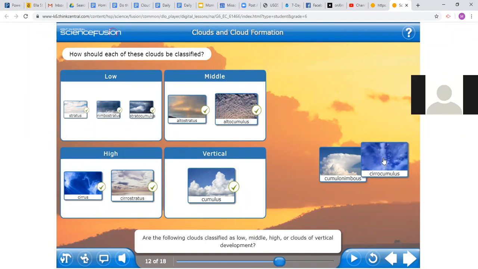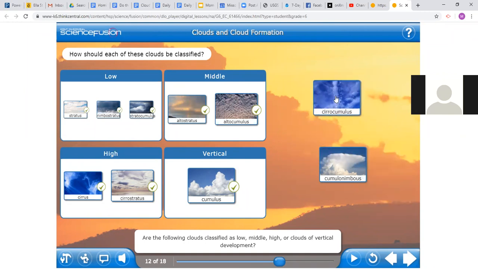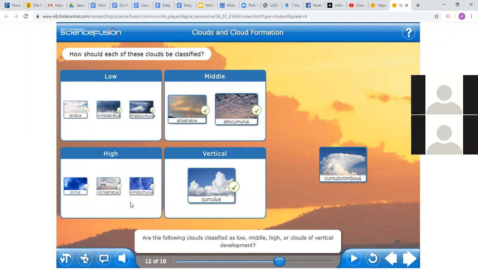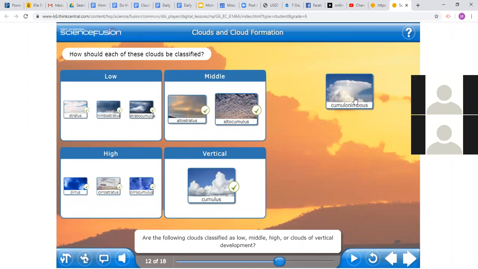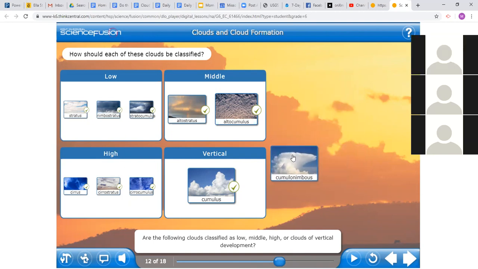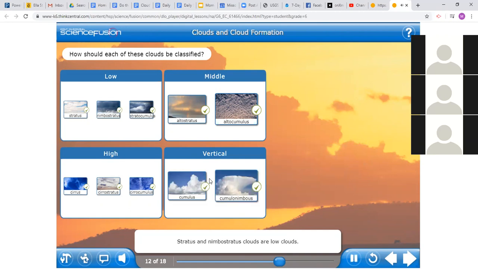How about cirrocumulus? Isaiah, where could I put cirrocumulus? Cirro is high up. Cumulus means puffy. And then this last one here, everybody's favorite cloud type because they produce big thunderstorms. Luke, where can cumulonimbus go? Vertical. Excellent job. Stratus and nimbostratus clouds are low clouds.